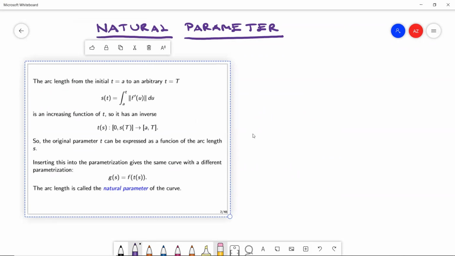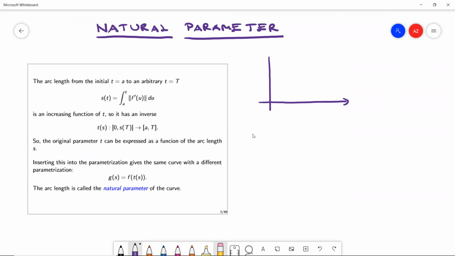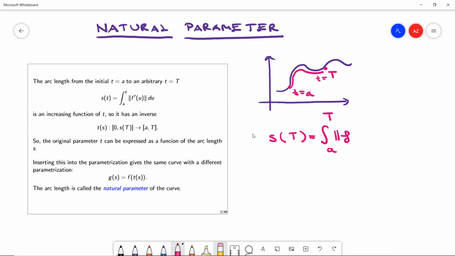So you already know from last time, we have our curve. Let's say it's something like that. And at point t is equal to a, we are in this point, and then we travel in this direction. And for example, at time capital T, we are here. And we know how to compute the arc length. So the arc length when we travel from t is equal to a to t is equal to capital T is nothing else than the integral from a to capital T of the norm of the derivative of f. This is what we did last time as the last thing.